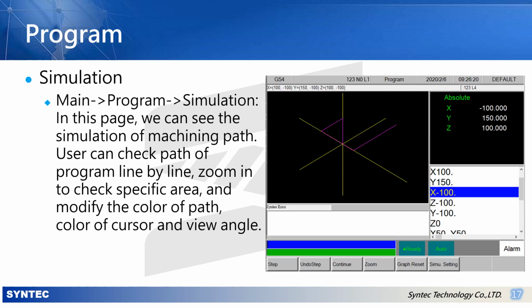Press F2 Program on main screen, then press F7 Simulation to view the machining path of this program. In this page, user can check path of program line by line, zoom in to check specific area, and modify the color of path, color of cursor and view angle.